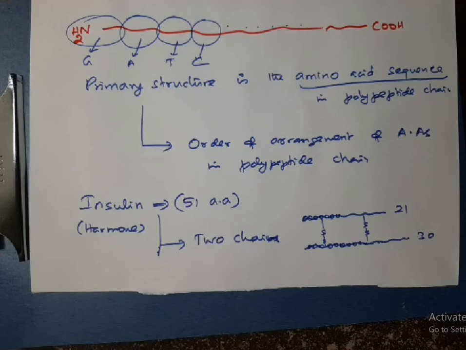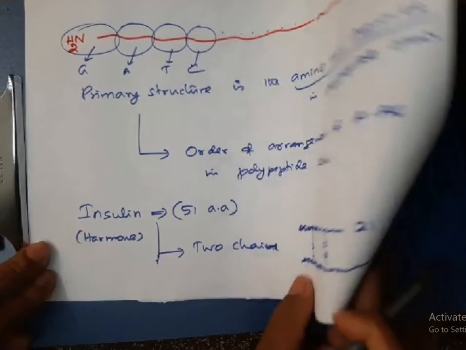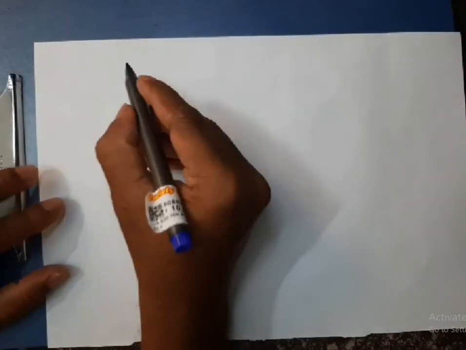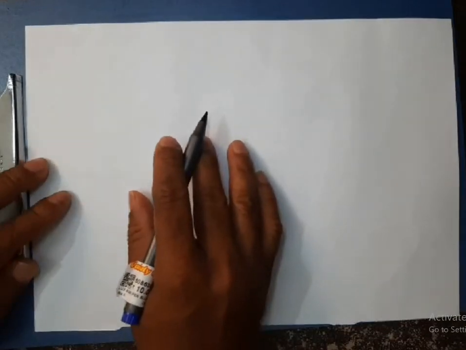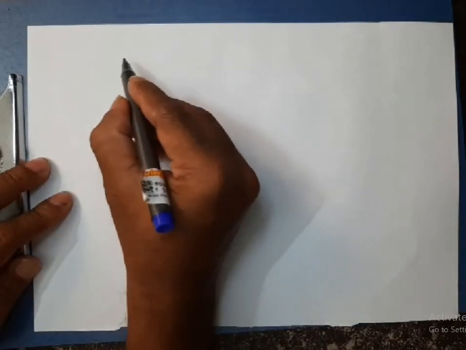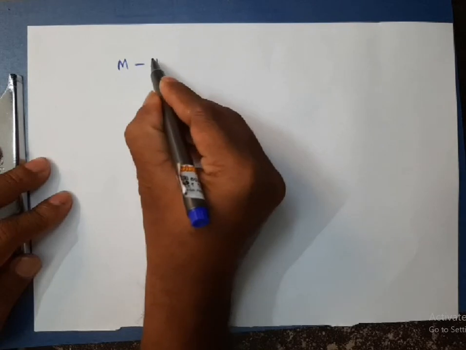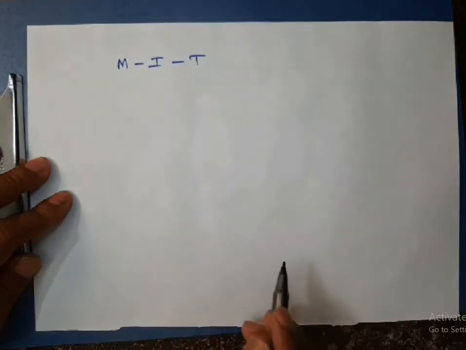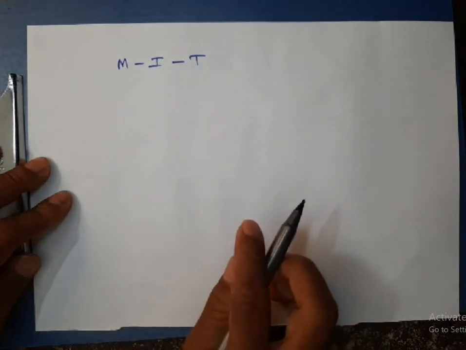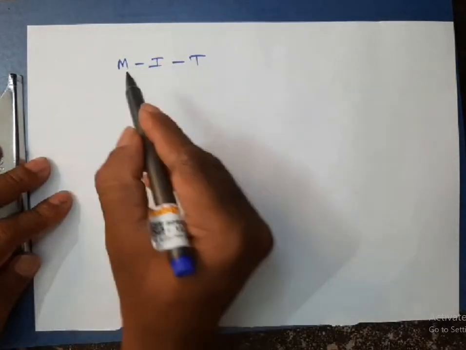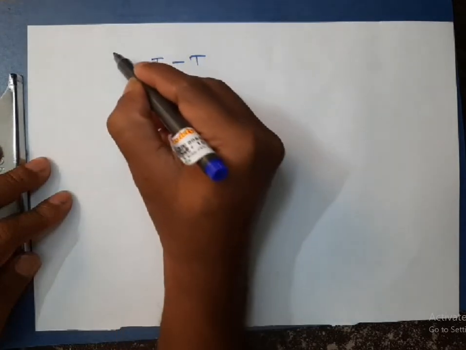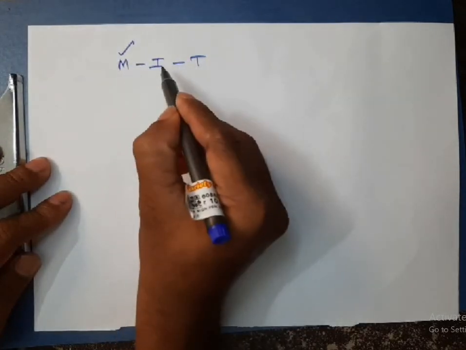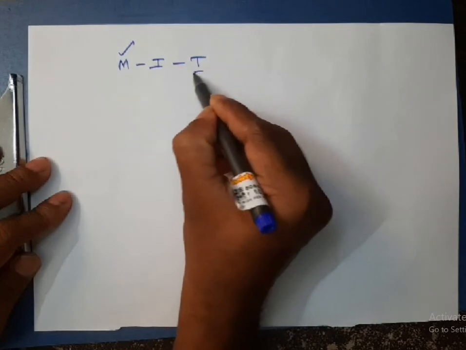Okay, students, keep this in mind. If there is any change in the order, see, as I told you before, suppose I'll take a simple polypeptide, say methionine, isoleucine and threonine, some MIT. MIT means this is a polypeptide where the N terminal is methionine, then isoleucine, then the C terminal is threonine.